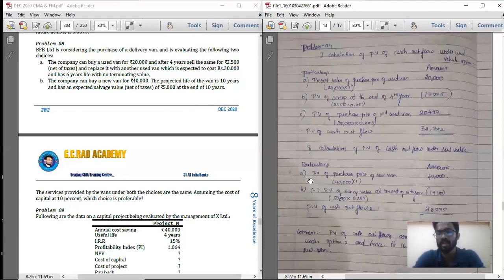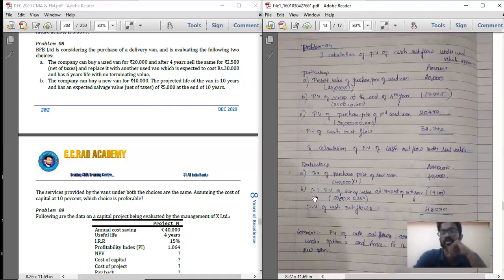Below that, in the two columnar table with particulars and amount, record small a, present value of purchase price of new van. Below that, within bracket, how much is the purchase price of the van? 40,000. You are spending 40,000 rupees today. So 40,000 into 1, because today's value is 1 rupee. Within bracket 40,000 into 1, and in the amount column record 40,000.